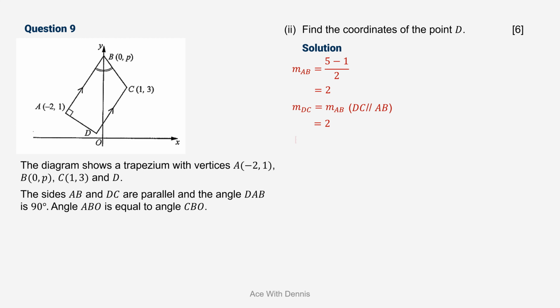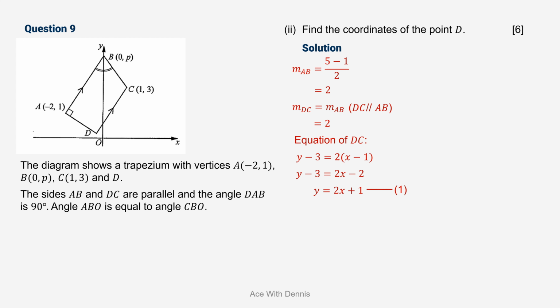Therefore, we can form the equation of the line DC, y minus y1 equals m times with x minus x1, where the coordinates of C is 1 and 3. Hence, it will be y minus 3 equals 2 times with x minus 1. Expand the bracket, y minus 3 equals to 2x minus 2. Hence, y will be 2x plus 1. I will label this as equation number 1.